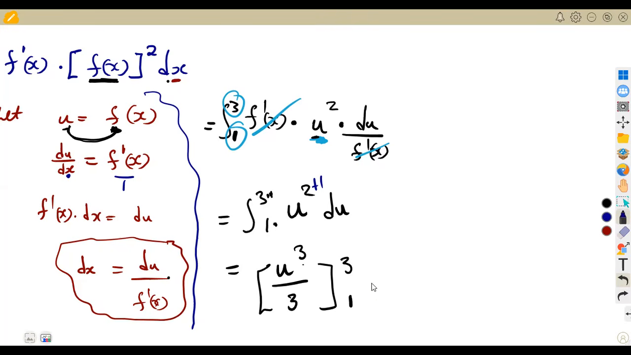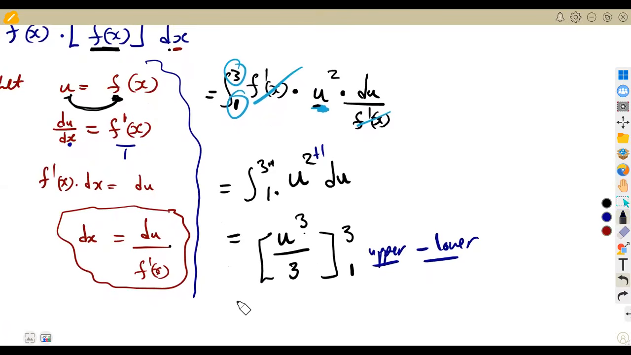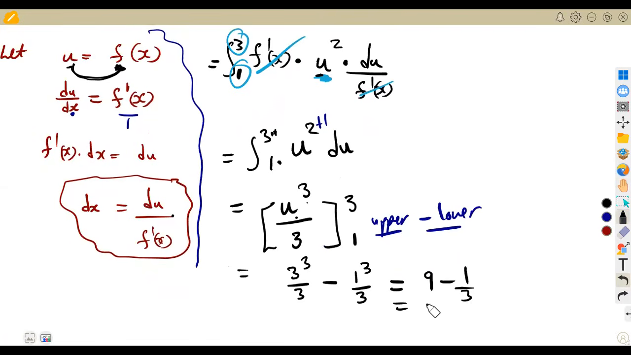Knowing our condition, that is always the upper limit minus the lower limit. We substitute our upper limit as 3. So this is going to be 3 to the exponent of 3 over 3, minus our lower limit, which is 1 to the exponent of 3 over 3. This is going to give us 9 minus a third, and 9 minus a third gives us 26 over 3. So this whole part is equal to 26 over 3.